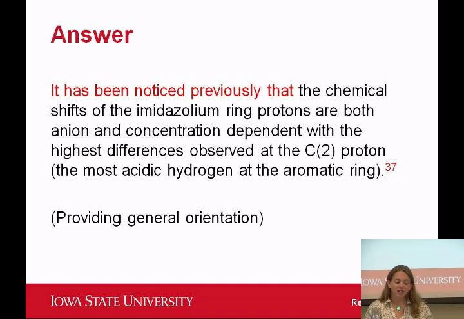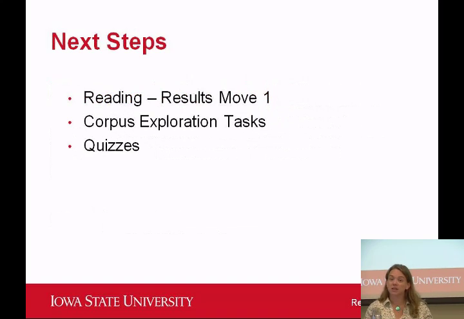Okay, now that we've talked about the three different steps and looked at examples of those three steps, your task is to look at the reading section for Move 1. And then take the information we've discussed here and go look at your corpus yourself. See how this move is realized in your particular subfield. Complete the corpus exploration task and quiz, as always. And then in the next presentations, we're going to start looking at the results moves 2, 3, and 4.